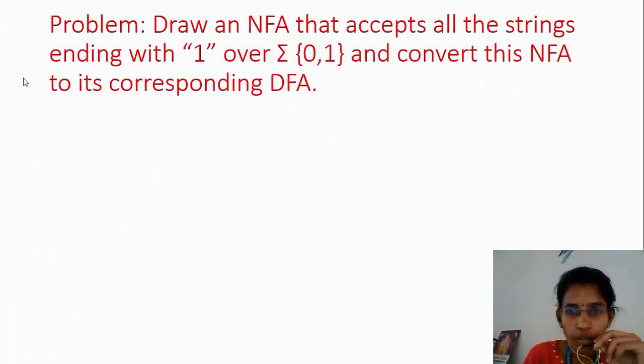So this is our concept. Draw an NFA that accepts all the strings ending with 1 over the input 0, 1, and convert this NFA into its corresponding DFA. So the problem is to create an NFA for strings ending with 1. All of your strings must end with 1, then only the strings will be accepted by the NFA. So this is the concept for the NFA. Next, the second task: convert this NFA into its corresponding DFA. Shall we go to the sum?